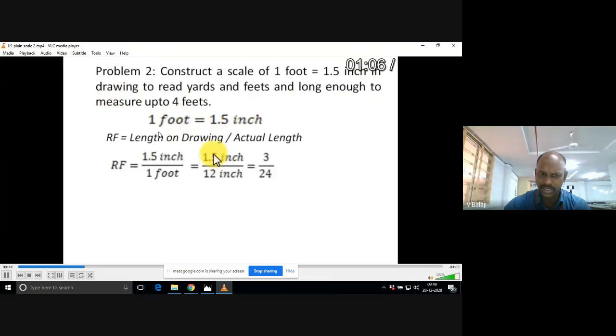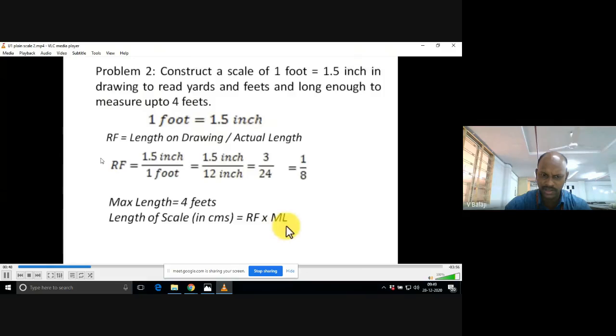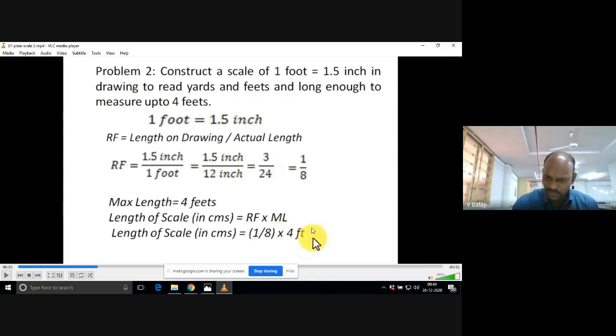First, see the relation given and calculate the RF factor. Note down the maximum length, and calculate the length of the scale in centimeters, RF multiplied by maximum length. The maximum length is 4 feet, and you convert this into centimeters only, because your drafter has only centimeters and millimeters. Can you convert into centimeters? 1 foot is how many centimeters?